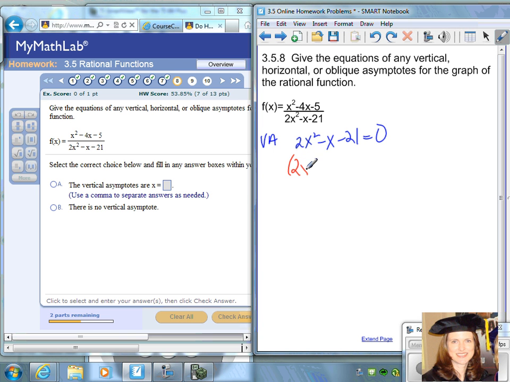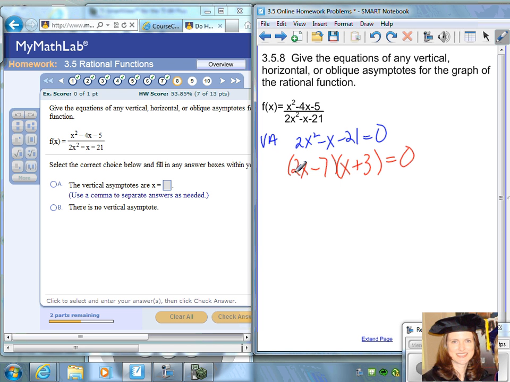This one can be factored. You can use the AC method if you need to find those factors. One factor is 2x minus 7 and the other factor is x plus 3. You can double check that. 2x times x is 2x squared. The outer is 6x. The inner is negative 7x. That gives you negative x, and then minus 21.